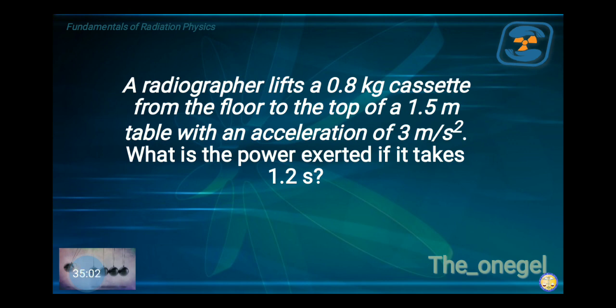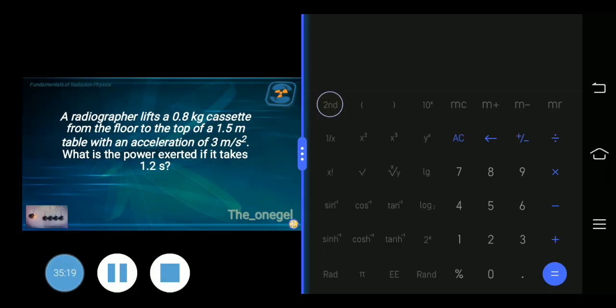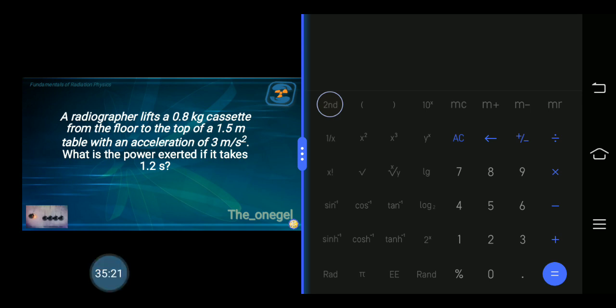So, first, we need to find the force. The formula for force based on Newton's laws of motion is mass times acceleration. So let's call on Mr. Calculator. Okay, thank you so much, Mr. Calculator. On the right side of your screen, you can see the calculator. First, we get the force. Force is equivalent to mass times acceleration.